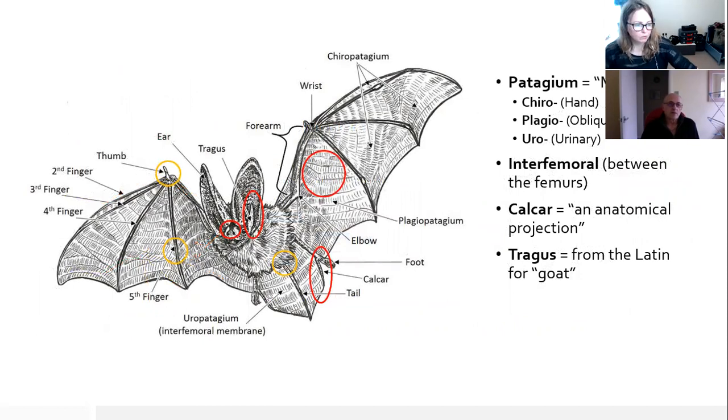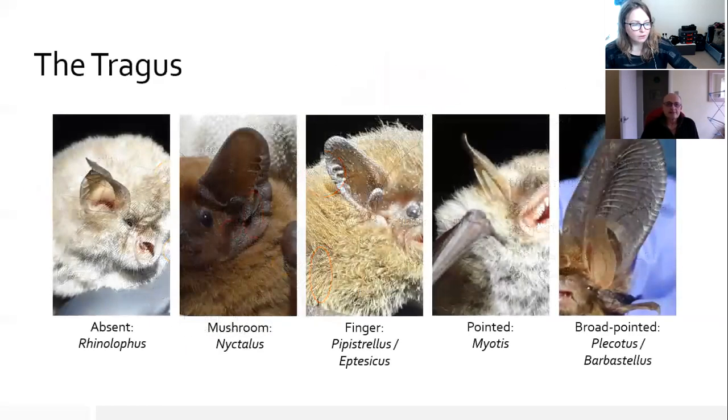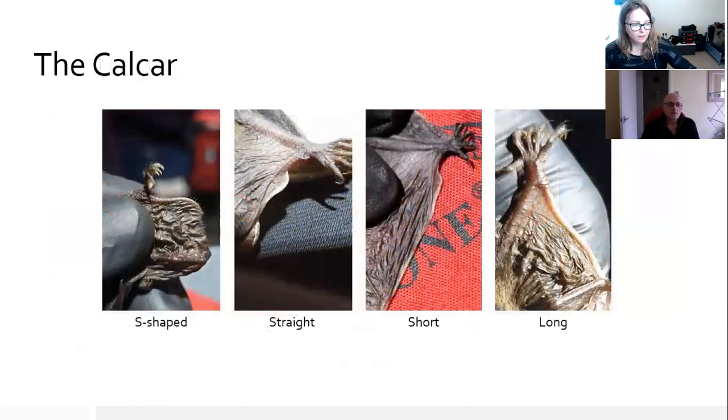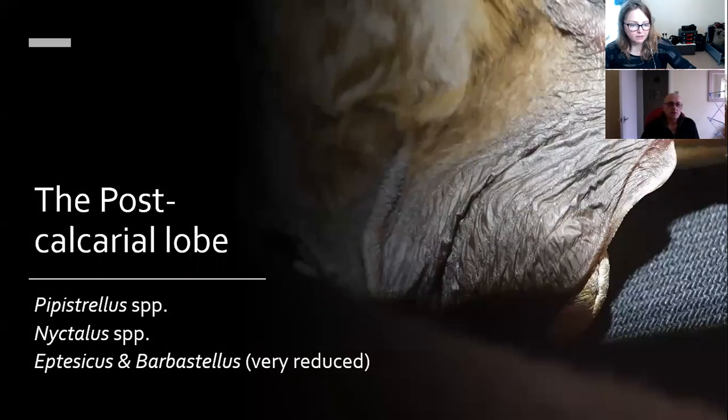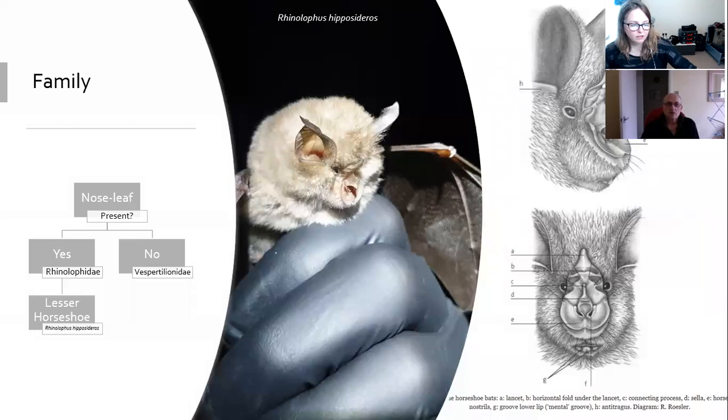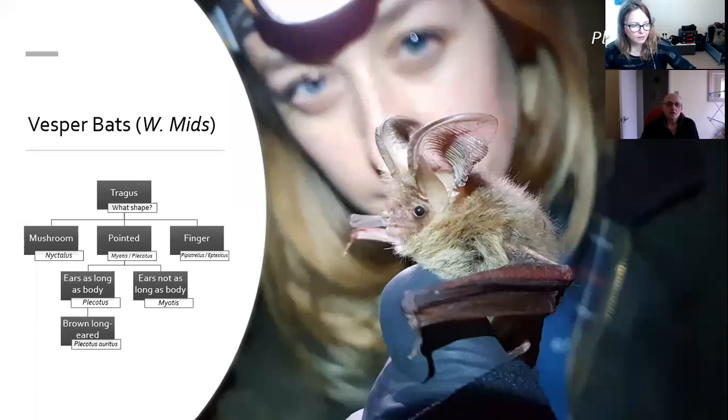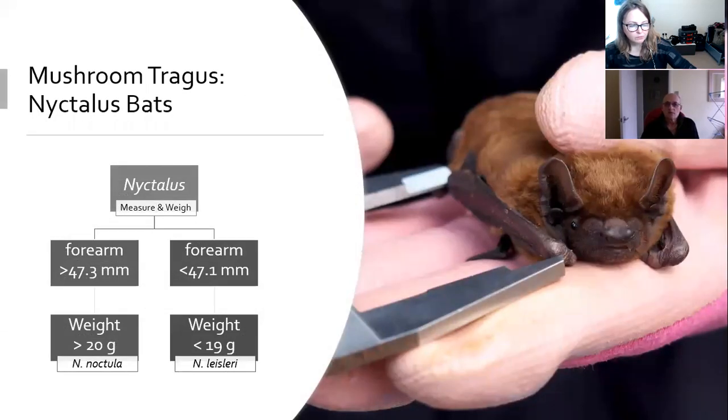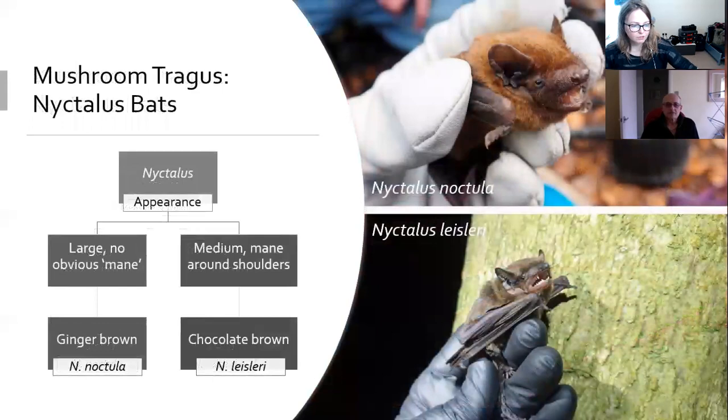The main things that we were looking at were the calcar, the nose and the nose leaf, if there is one, the tragus and the thumb and the fifth finger when it comes to non-sexual assessment of age. And we were looking at all the different types of tragus shapes, which is your first step in identifying your species, and looking at the different types of calcar and the presence or absence of the postcalcareal lobe, the anatomy of the nose leaf, and basically how to separate each of your common species.